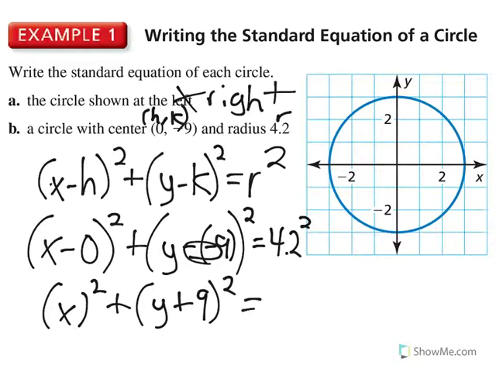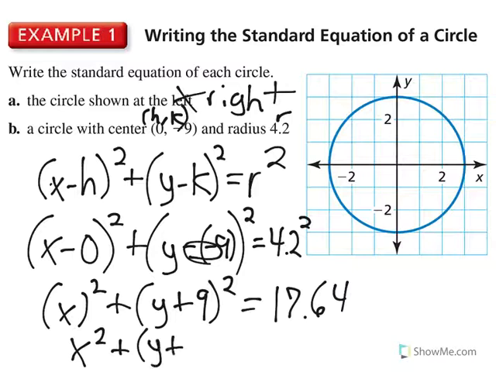That one you could just put in your calculator. It's already a decimal. So it's going to give you 17.64. And then I'm just going to go ahead and simplify this one more time. I'm going to take these parentheses off the x squared here. But otherwise, the y plus 9, we're going to leave that part in parentheses. And so this is going to be our answer. Okay? Our standard equation for that circle would be x squared plus y plus 9 squared is equal to 17.64.